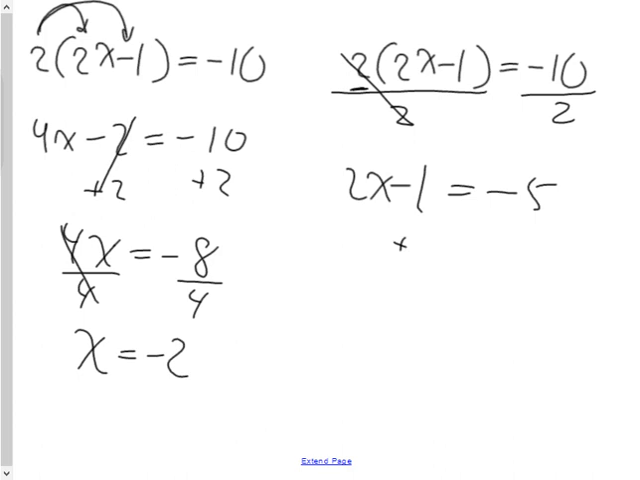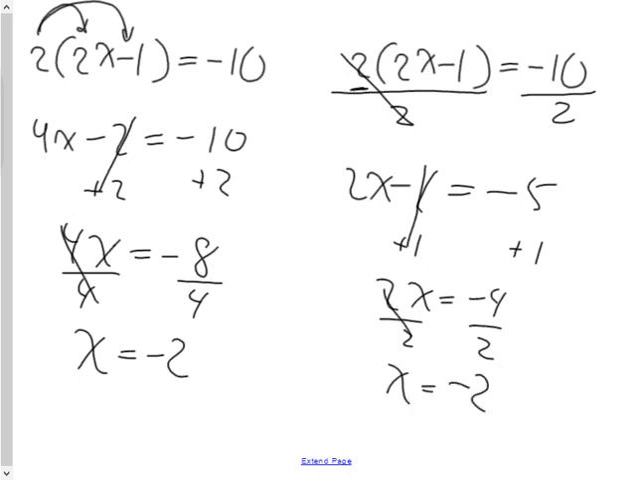And then when I isolate, 2x will equal negative 4, and x will equal the same answer I got over here. I just took a completely different pathway to isolate the variable.